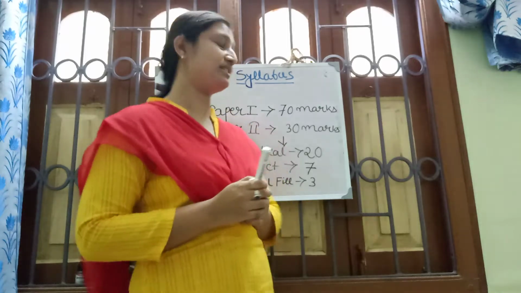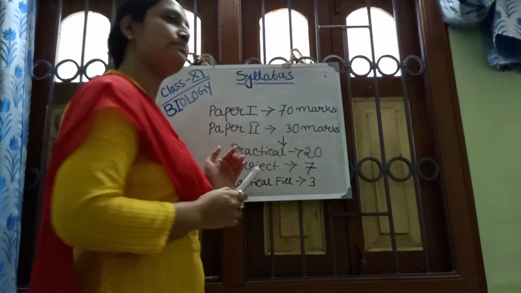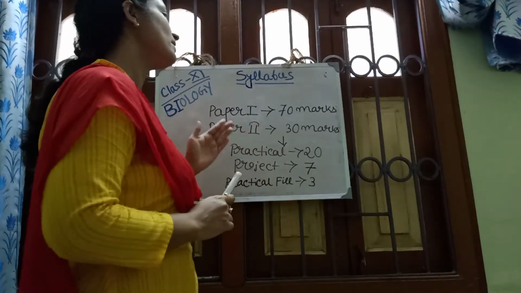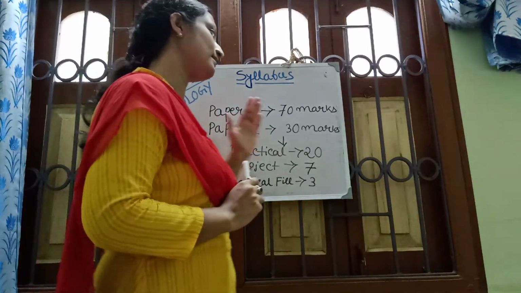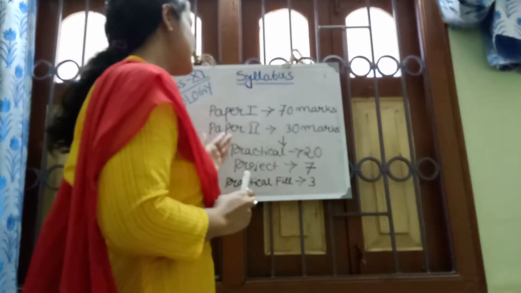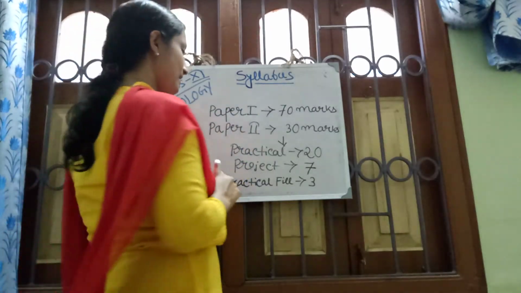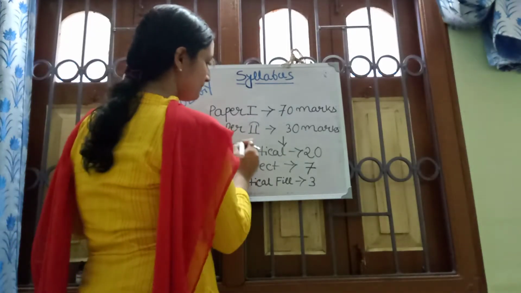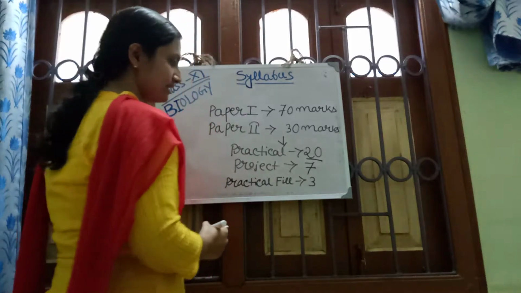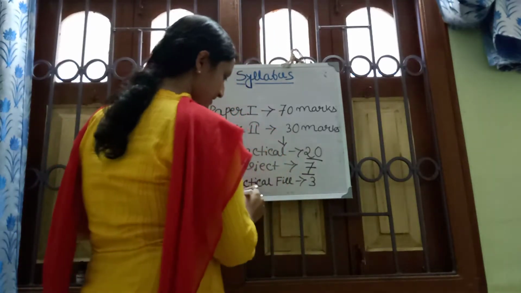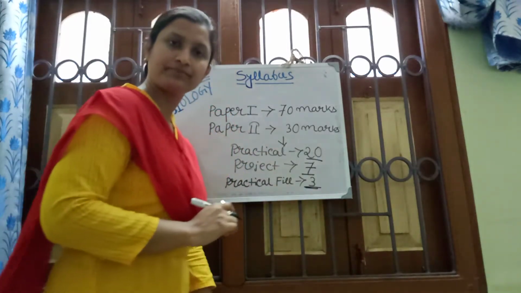Actually, your Class 11 biology syllabus is divided into two parts: Paper 1 and Paper 2. Paper 1 is 70 marks, time 3 hours. And Paper 2 is 30 marks, time also 3 hours. Paper 1 is the theory paper and Paper 2 is practical. The practical work is 20 marks, project work 7 marks, and practical 5 marks. You have to make one practical, which is 3 marks.